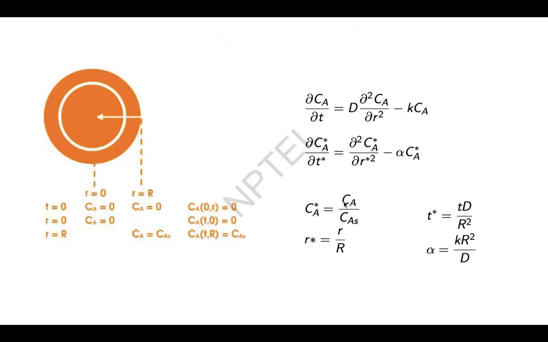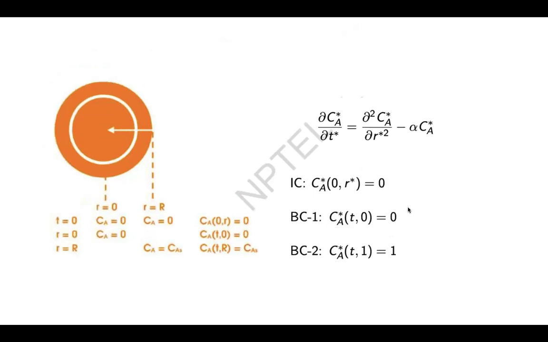But remember that since we have changed Ca to Ca star, R to R star, and T to T star, the conditions have to be varied accordingly. The boundary conditions will vary accordingly. Now we have to write boundary conditions with respect to R star and T star. That is very important. And now these will be the boundary conditions.